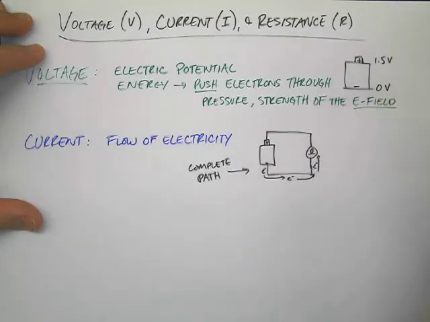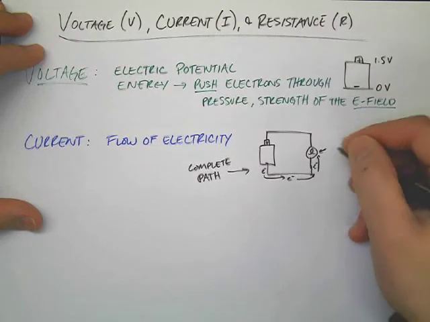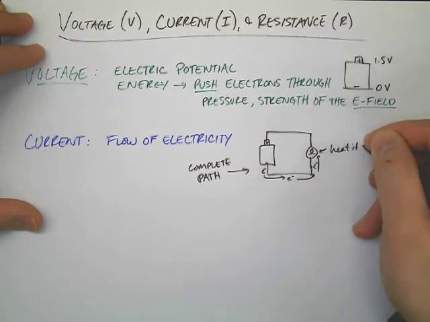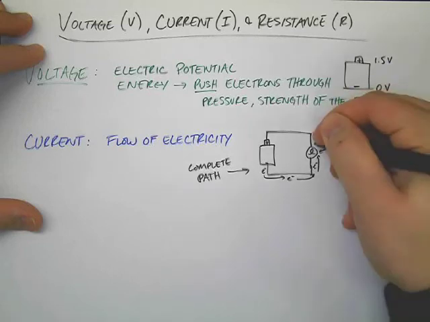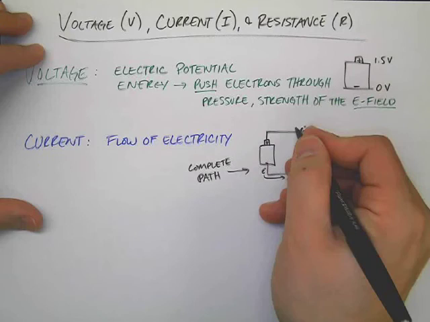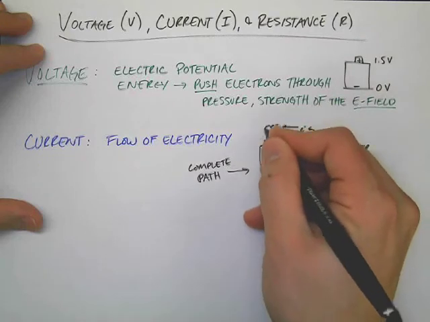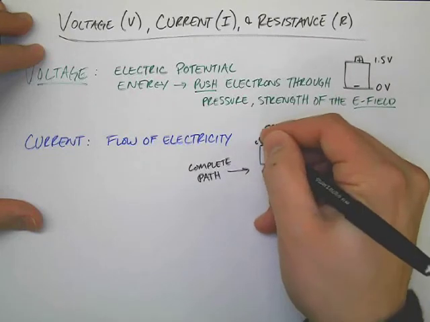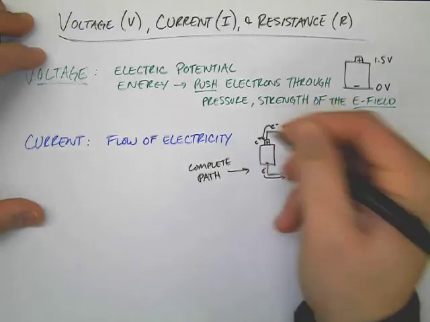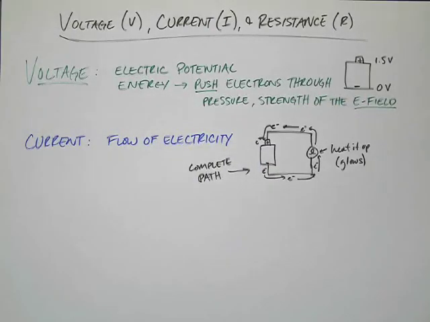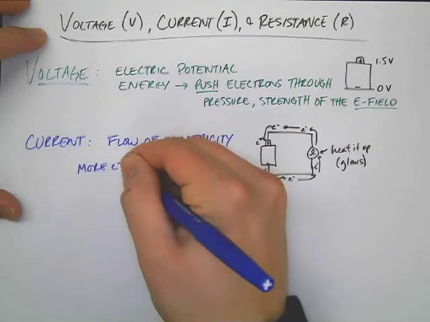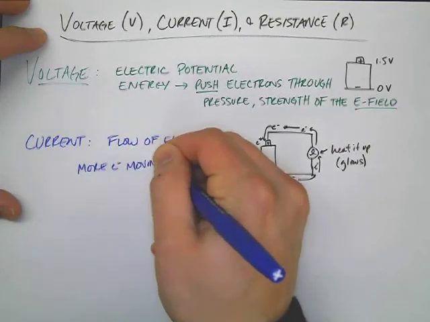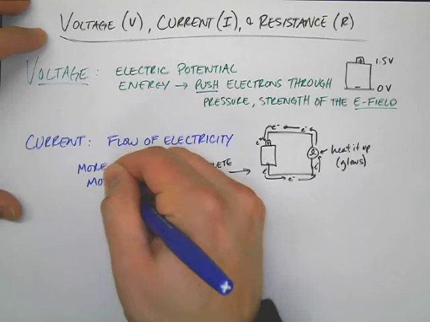The electrons push through the light bulb, and they heat it up. When they heat it up, it glows. Right? And they continue on their path all the way to the positive end. Oops, that's a negative. Positive end of the battery. So to measure the current, I'm measuring the flow. So the more electrons that are moving, the more current I have in my circuit.